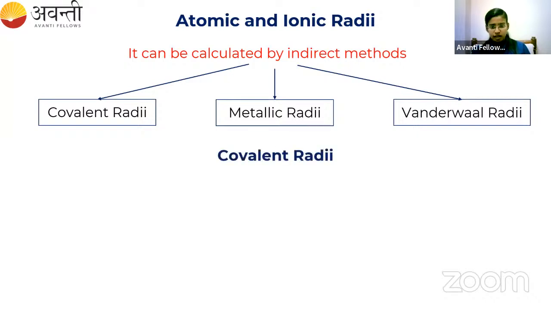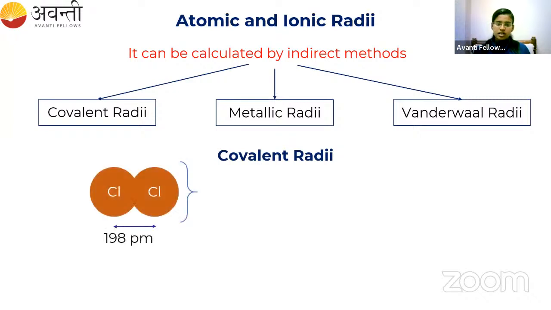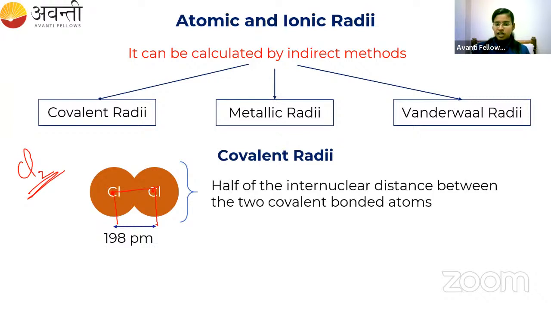Let me take the covalent radii. To get the covalent radii, I will take a covalently bonded molecule. For example, I will take chlorine. This is a chlorine molecule. It is covalently bonded, which means there are two nuclei for these two chlorine atoms, and their orbitals are overlapped. The distance between the two nuclei of the two chlorines is actually 198 picometer. The half of the internuclear distance between the two covalently bonded atoms is called the covalent radius.